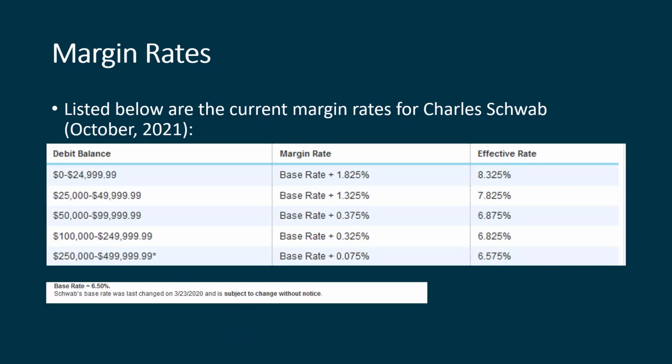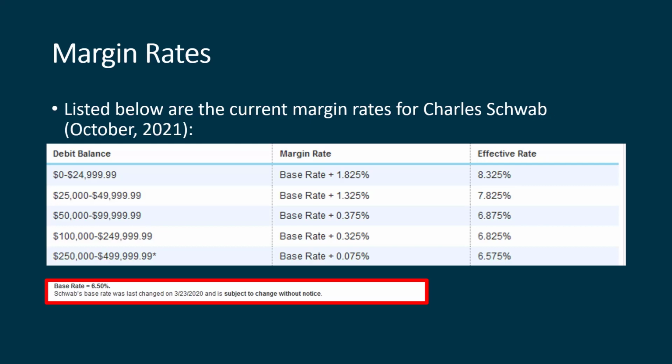What I did is I went out to Charles Schwab's website, and I don't even have an account with them. I'm just using them as an example. As of October 2021, these are the current rates, because when you borrow money, you have to pay interest. And what they have is a base rate. The last time this base rate was set was in March of 2020, and it stayed the same.